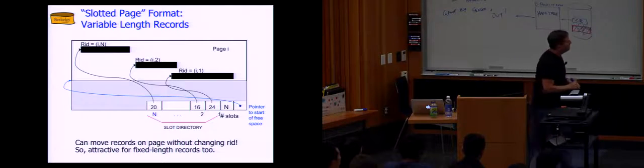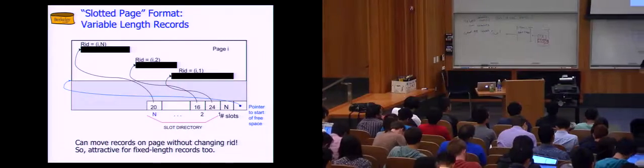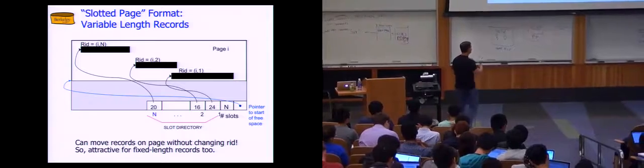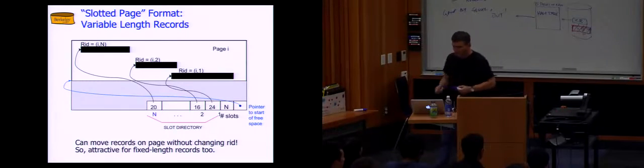All right? The level of indirection with the slot directory means that these are also kind of nice for fixed length records. And so slotted page organizations get used also sometimes for fixed length records to enable the slots to stay the same. Questions?